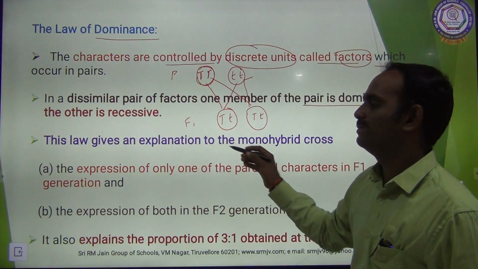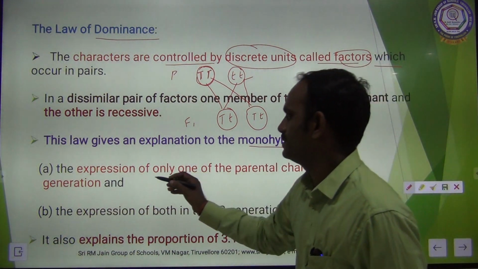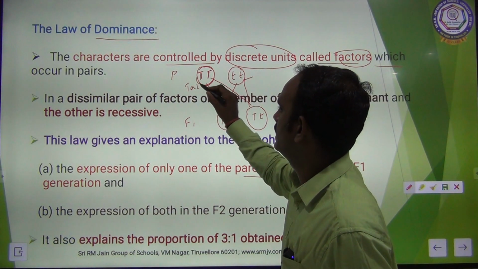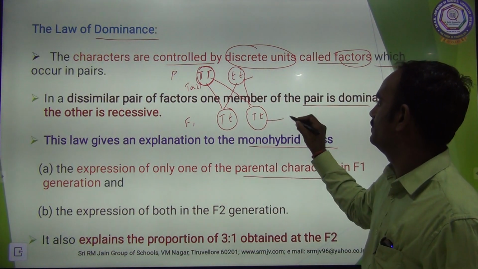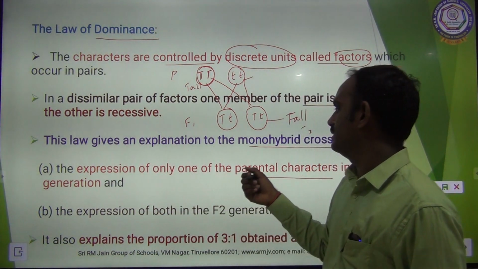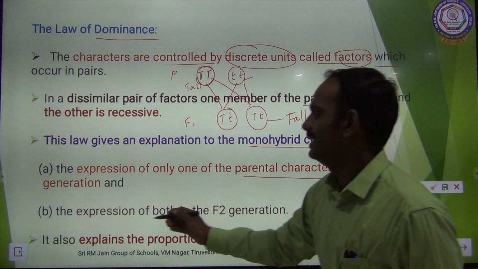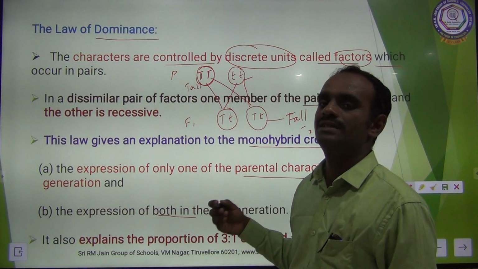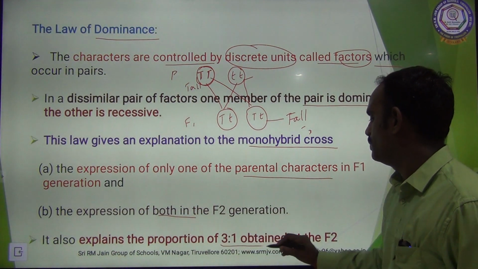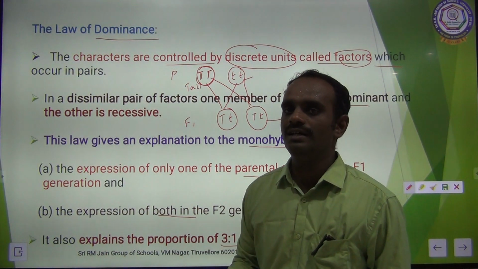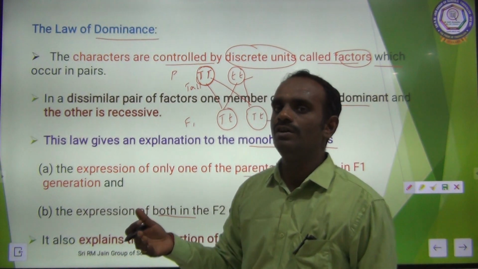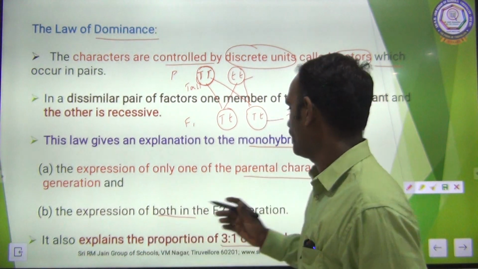This law gives an explanation to the monohybrid cross: the expression of only one of the parent characters in the F1 generation. So tall is the character expressed in the F1 generation. All the plants are tall only. Both characters are expressed in the F2 generation. It also explains the 3:1 proportion obtained in the F2 generation. Clear? So the law of dominance means only one dominant character is expressed in the F1 generation. Tall is dominant, so it is the only one expressed in F1. Clear?